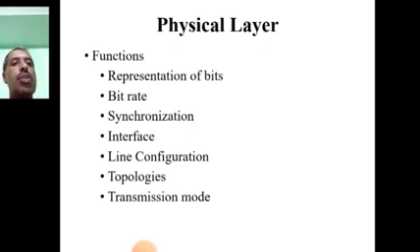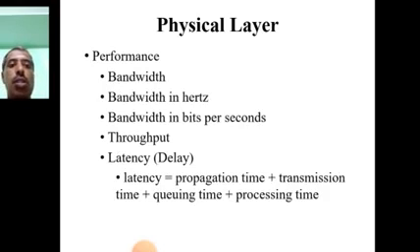Some functions take place in the physical layer. The physical layer represents the bit stream and bit rate, synchronizes the bits, handles the interface between sender and receiver, and the line configuration. We are using a number of topologies and transmission media.